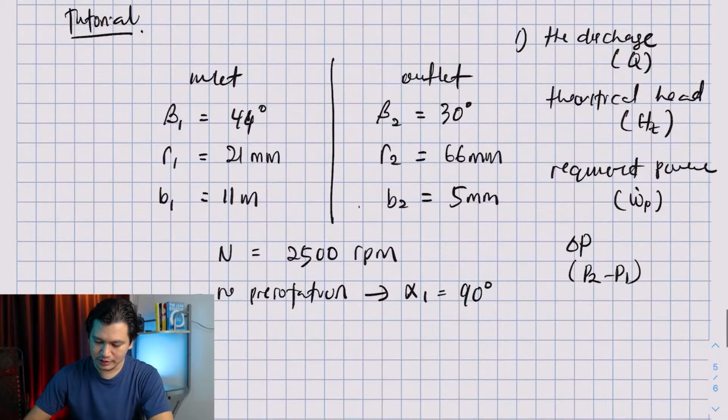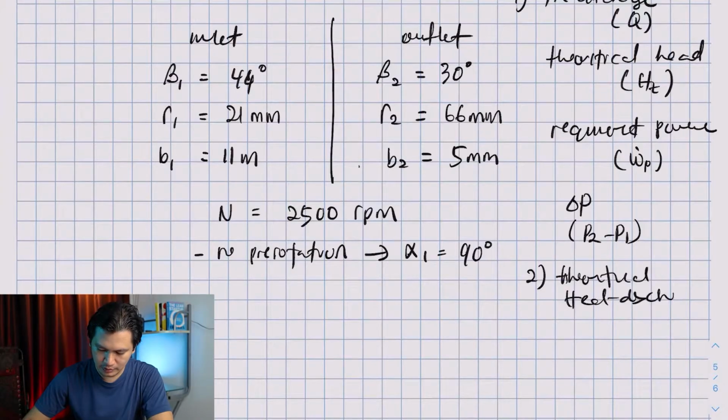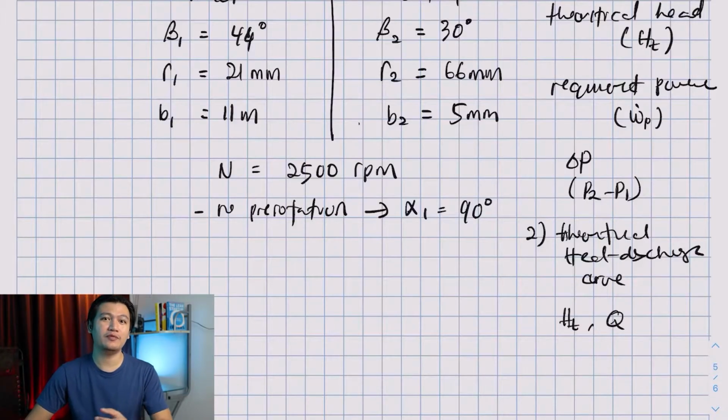The second thing that the question wants you to find is the theoretical head discharge curve. Let me write it here. This is the theoretical head discharge curve. This means that you need to find the relationship of HT and Q. We've done this before and we will find this later.